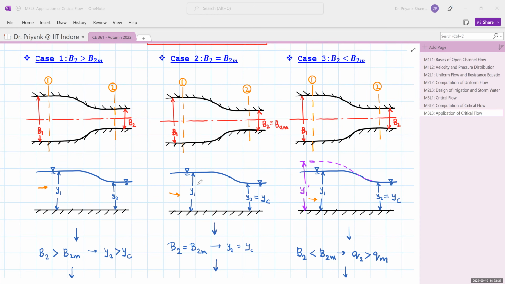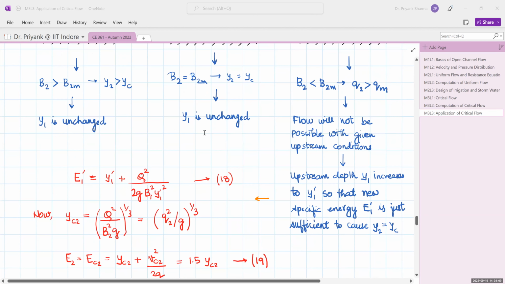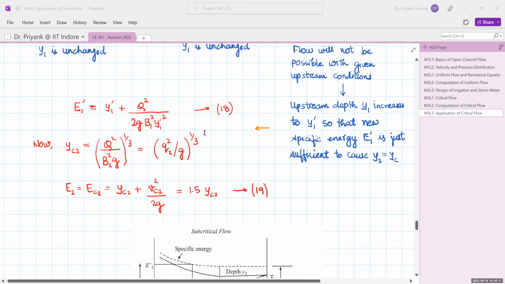But in the third case, where your B2 is less than B2m, that is you go for very high constriction, although the critical depth is maintained in section 2, in order to pass that flow there has to be a change in the specific energy of the upstream section, and thus an increase in the depth Y1 to Y1 dash is observed at the upstream section. So this is what happens in the third case, because otherwise the flow will not be possible. To make the flow possible, the upstream depth has to change.